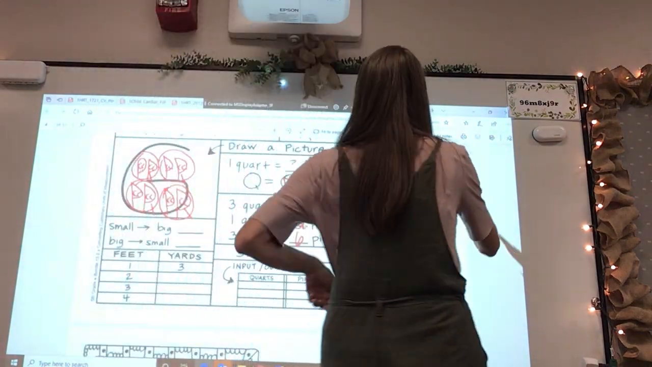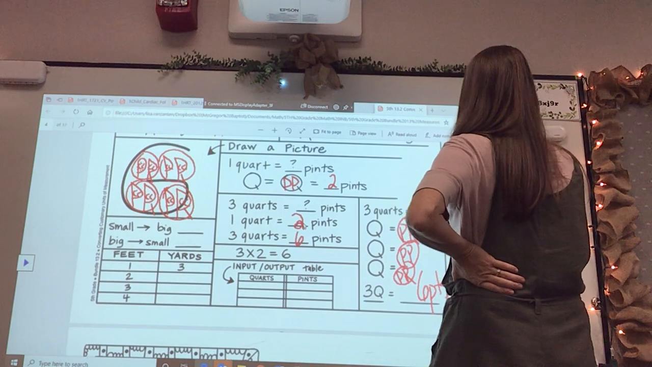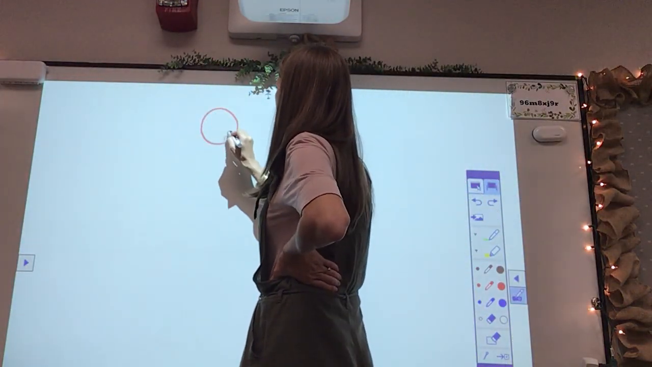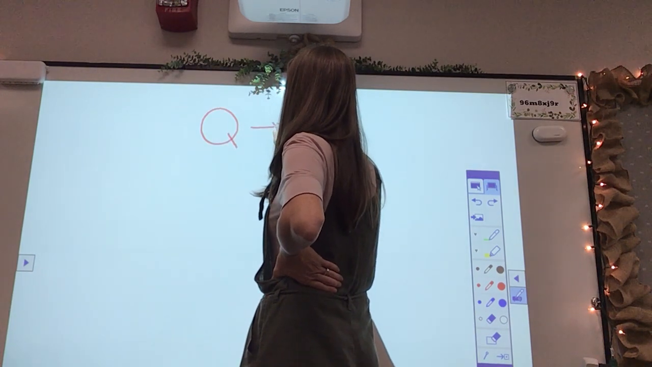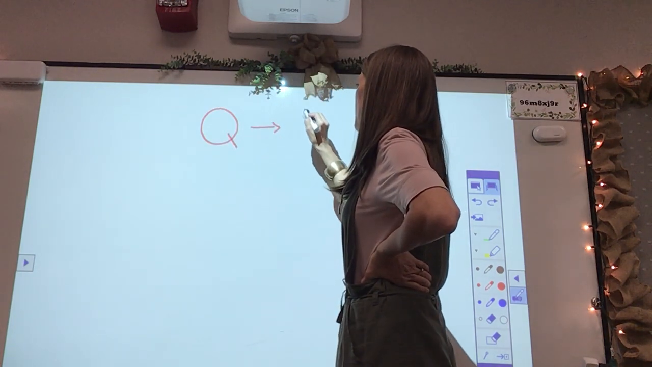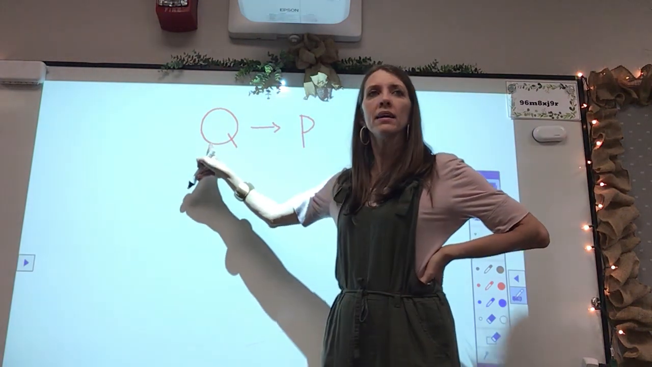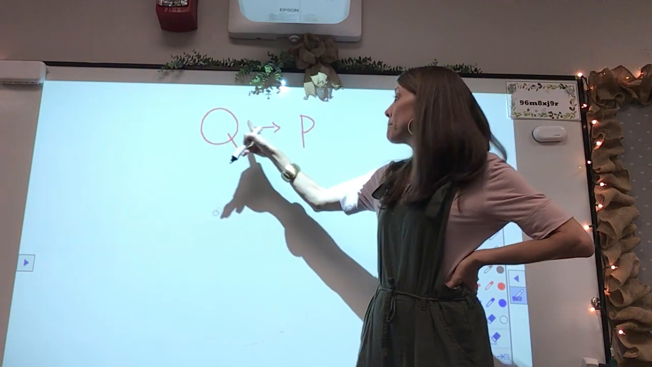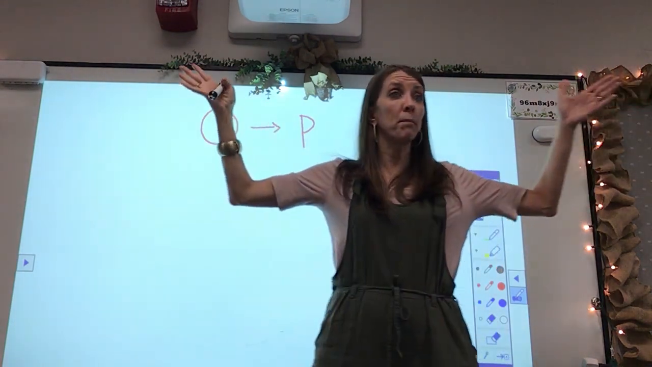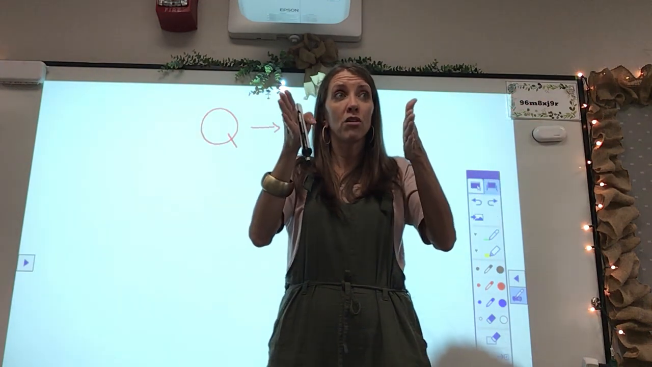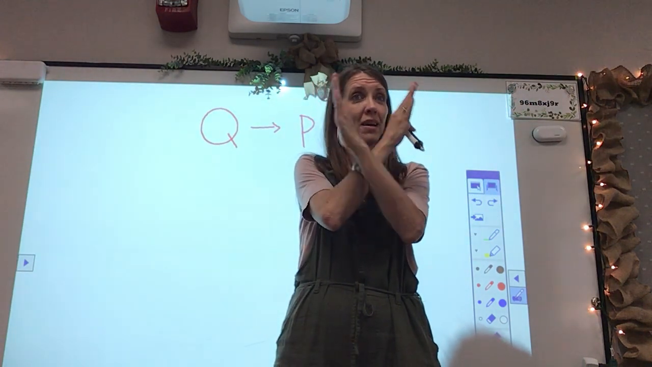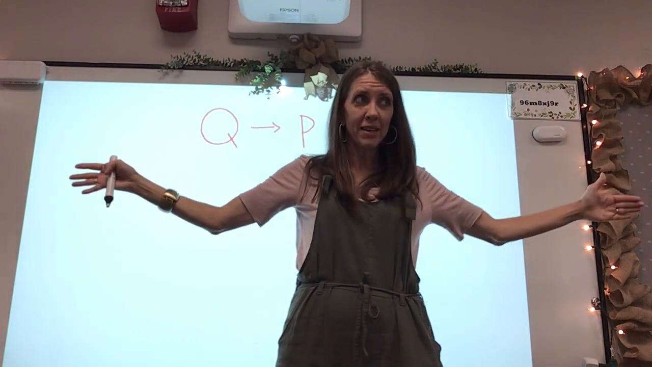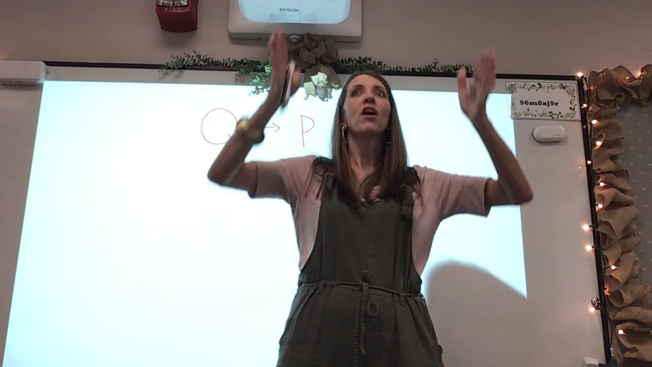if I am going from, let me get a whiteboard here so I can get rid of this. If I go from quarts and I want to change it to pints, am I going from big to small, or am I going from small to big? Big to small. So I'm going from big to small, so I'm going to multiply. Big to small, you multiply. Do that with me. Big to small, you multiply.